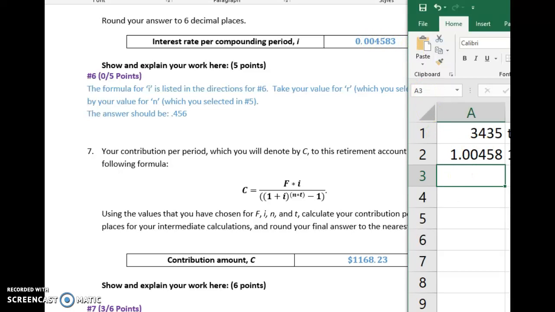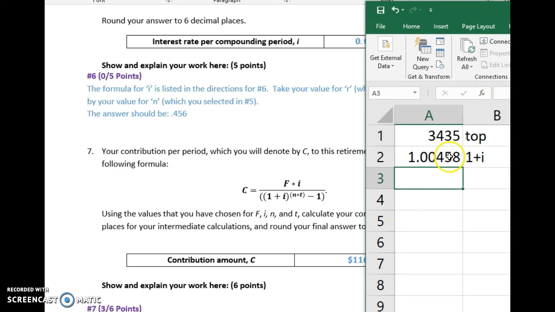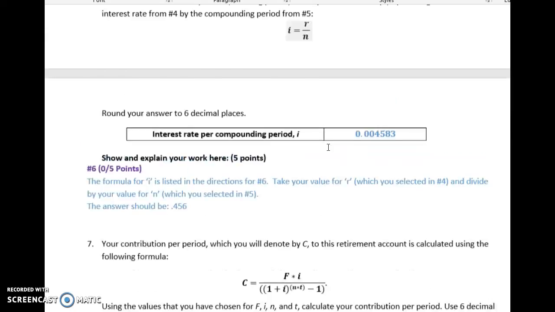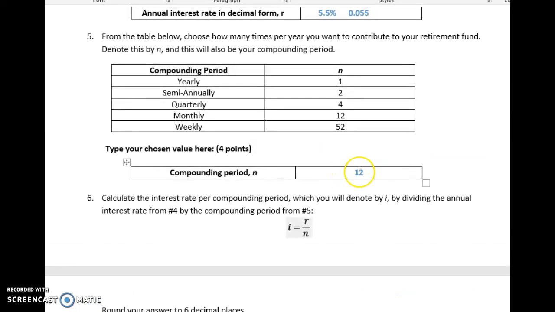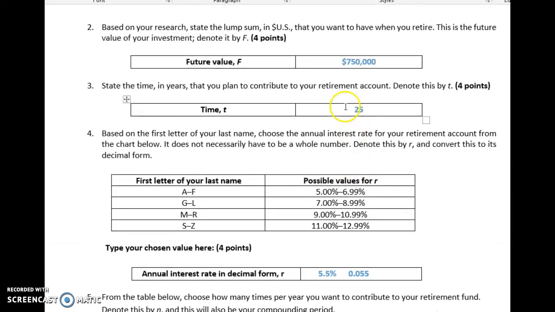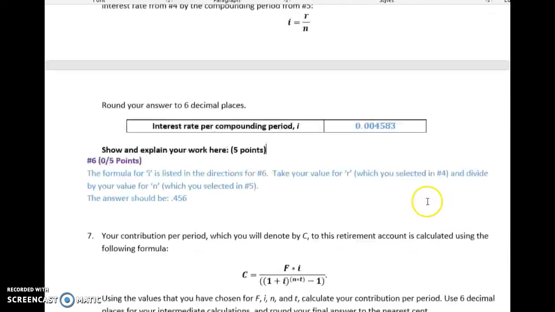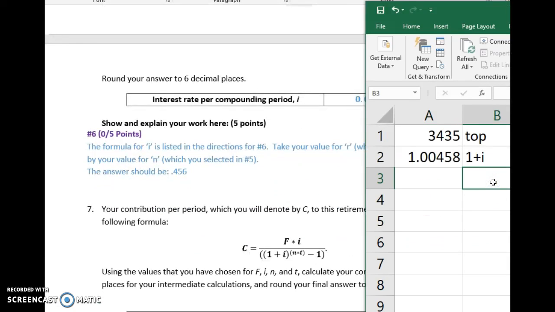Yeah, all right. So that's my 1 plus I part. Now my N times T, let me go back and refresh. My N is 12 times a month I'm contributing. T is 25 years. So here I'm going to do my N times my T.